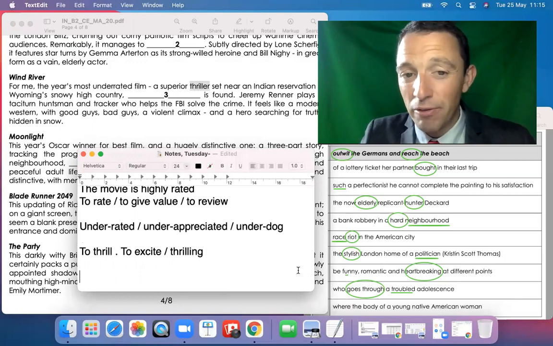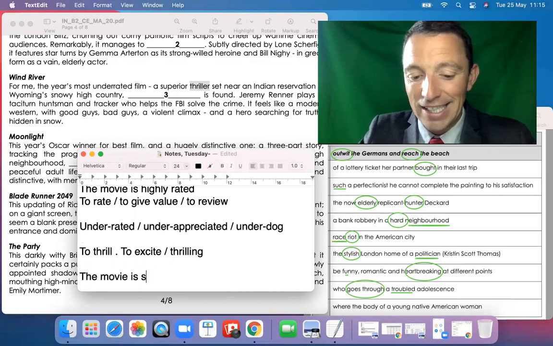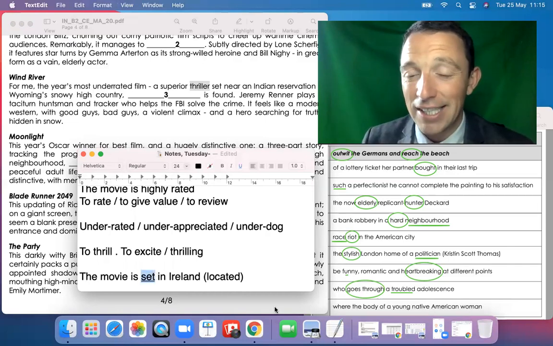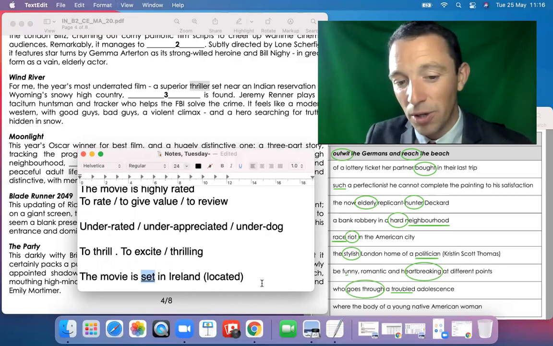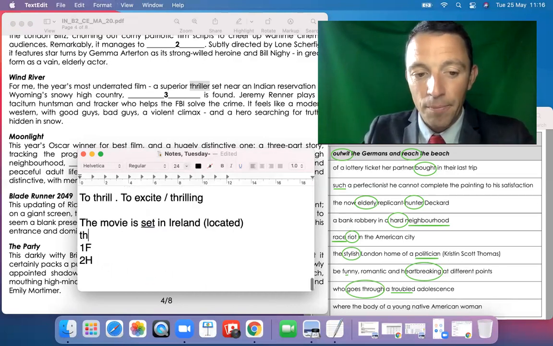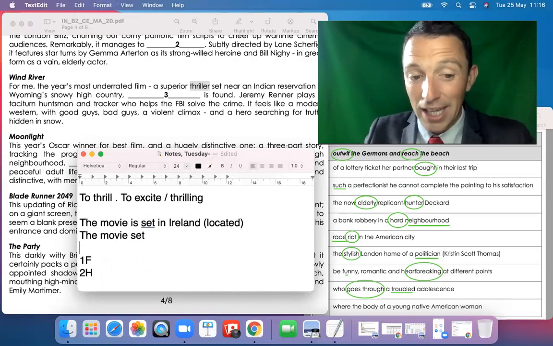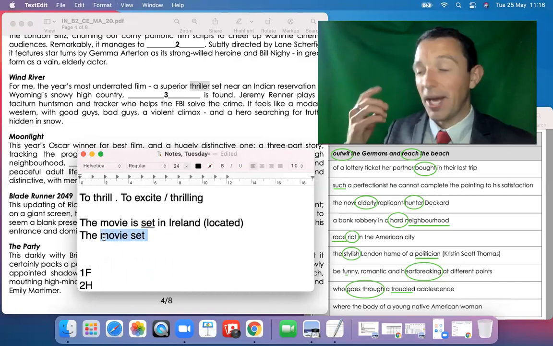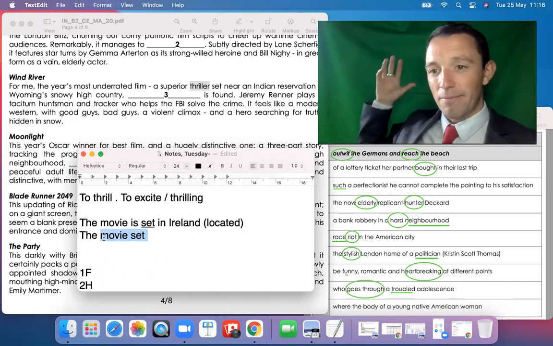In relation to the movie, we use the verb set, okay? So the movie is set in Ireland, and the significance really is located, okay? So the movie is set in Ireland, and the significance is the movie is located in Ireland. Also, we say the movie set, and that means substantivo, the location and the physical location. For example, this is the movie set.